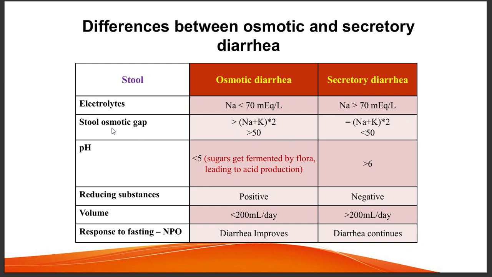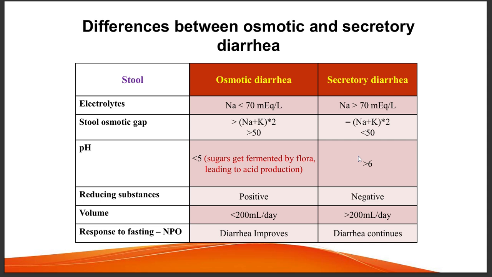And then when you look at the stool osmotic gap, which is calculated from sodium plus potassium over 2, it is less than 50 in osmotic and greater than 50 in secretory, because we've got a lot of sodium in the stool. The pH is usually less than 5, meaning it is more acidic, for the stool in osmotic diarrhea. And what happens in osmotic diarrhea? Remember, you have sugar in the intestines, and that sugar is fermented by the normal flora in the GIT, which leads to the production of acid. That's why the pH is acidic. And in secretory diarrhea, the pH is greater than 6.